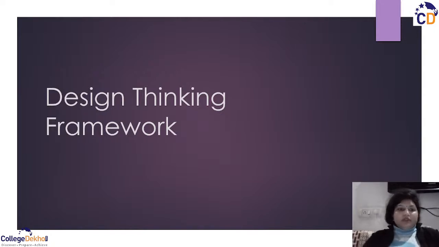Good evening, everyone. Today's session is on design thinking framework. We will be talking about what are the different steps and stages we have in our design thinking framework, and then we will take an example of how to apply design thinking to it. So let's begin with the session.